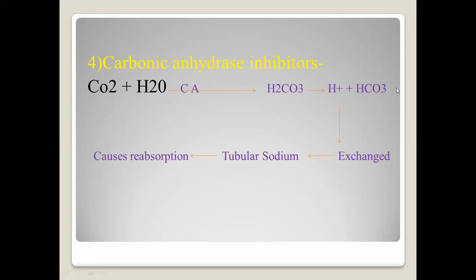Then this H plus and HCO3 minus is exchanged with tubular sodium, and after that it causes reabsorption of equiosmotic volume of water. म्हणजे ते एक्सचेंज होतं त्याच्यामध्ये H plus and HCO3 minus चे जे आयन आहेत and sodium याच्यामध्ये, and that leads to reabsorption. So in this normal pathway, the carbonic anhydrase inhibitor acts as which agent?